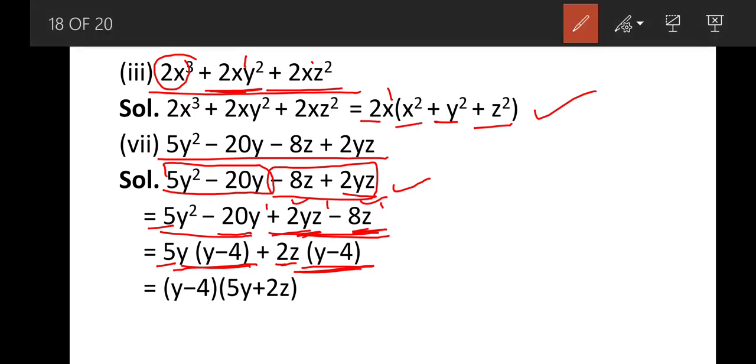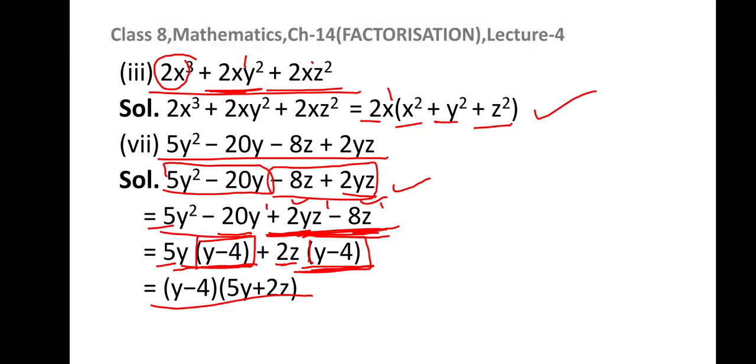So I hope, as I told you, that this factor should be the same, and it means our grouping is correct. That is why I interchanged their positions. It hardly matters because I can write plus 2yz before minus 8z also. So your answer is y minus 4 bracket 5y plus 2z.